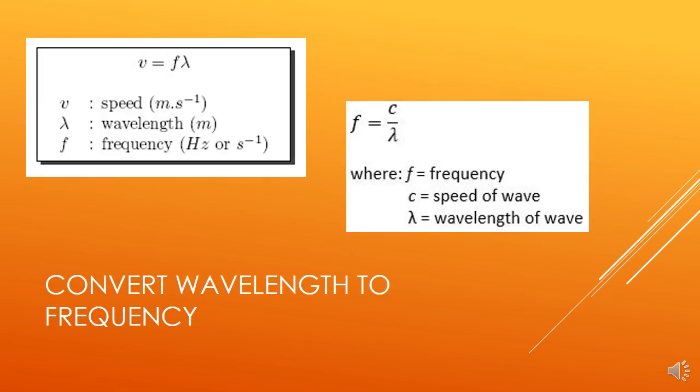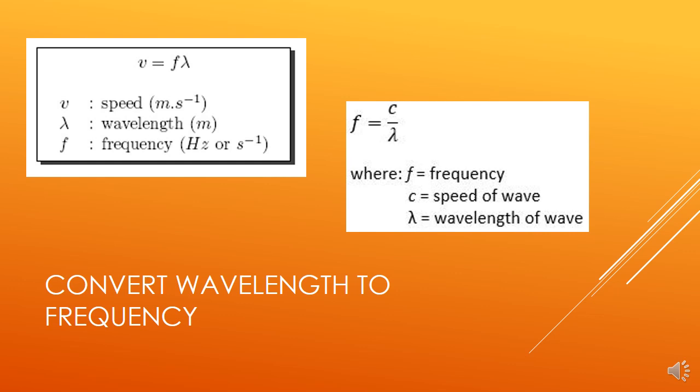So on the worksheet, I ask you to convert from wavelength to frequency, and this is the way that we do it. Remember the wave formula, v is equal to f lambda. The speed of a wave is equal to the frequency times the wavelength. If you remember in class, we stretched that one spring the length of the classroom, and we talked about this formula.